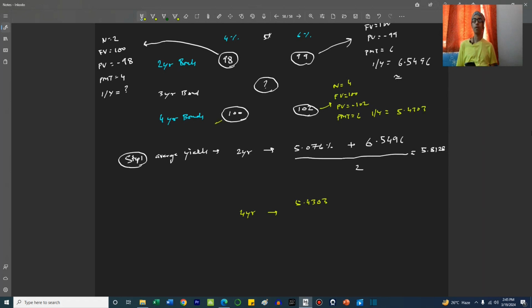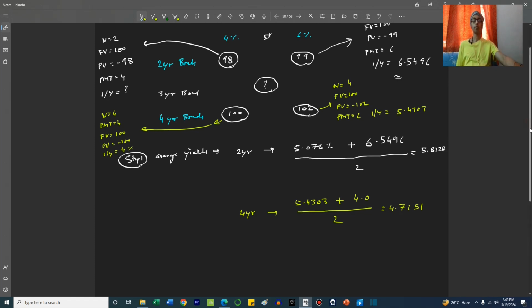Now we find the same for this one. N is equal to 4, PMT is equal to 4, FV is equal to 100, PV is equal to minus 100. So the yield we can calculate, this is coming as 4%. So we take an average of these two, it comes to be 4.7151.